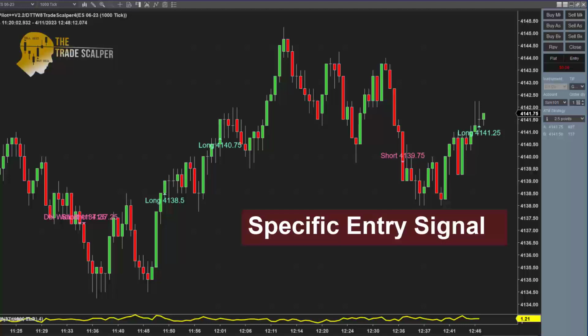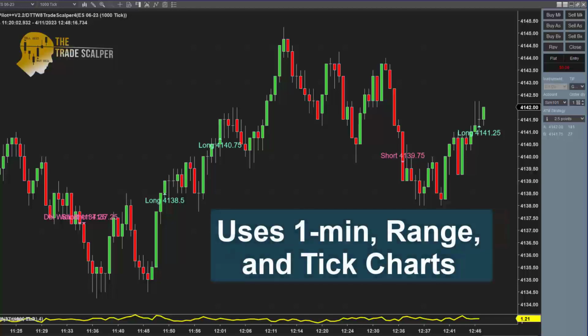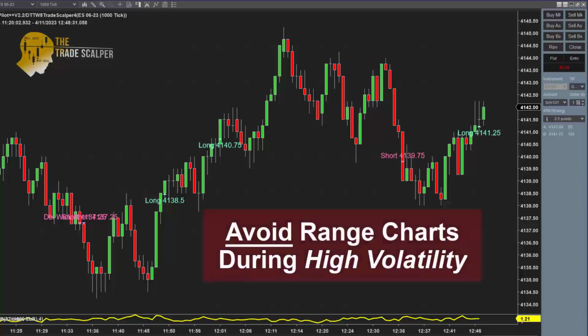Typically, we teach this method on a 1-minute chart. I happen to have a 1,000-tick chart. You can also use a range chart. Now, the market's been a little bit slower, so a range chart is actually good to enter into the market using the Trade Scalper. But if the market's too fast, a range chart just runs too fast. It runs away from you. So I don't recommend a range chart when the market is fast or very strong, volatile. But when the market's slow, like we've seen here, a range chart is fine.